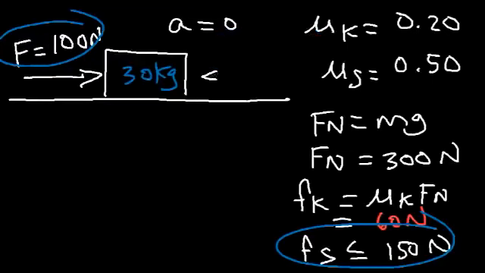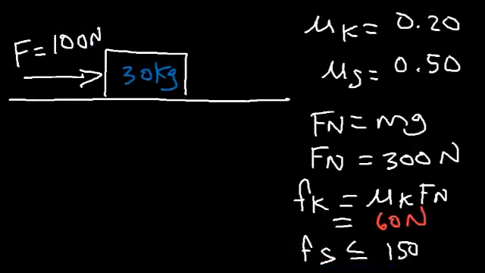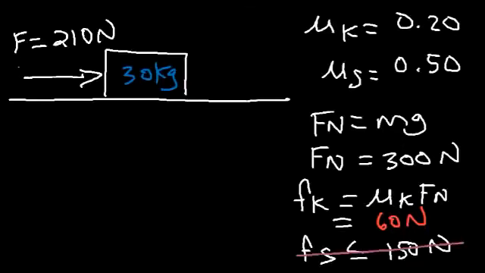Now let's increase the applied force. What if the applied force, let's say it's 210 newtons? What is the acceleration at this point? So notice that the applied force exceeds static friction. So we no longer have to worry about static friction. We simply have to use kinetic friction. So the kinetic friction is 60.